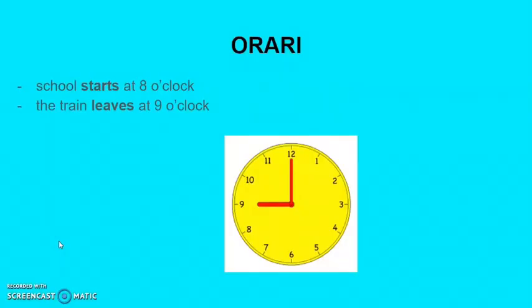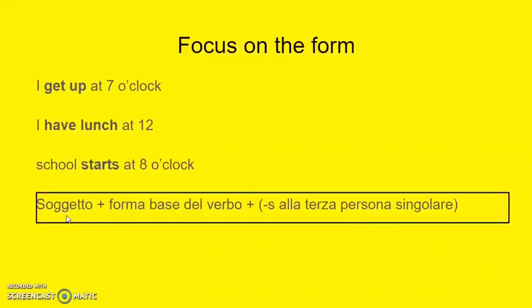And it's used also to talk about orari, timetables. For example, school starts at 8 o'clock, la scuola inizia alle 8, or the train leaves at 9 o'clock, il treno parte alle 9. So, present simple is used for routines, permanent situations, timetables. Now, we are going to focus on the form.